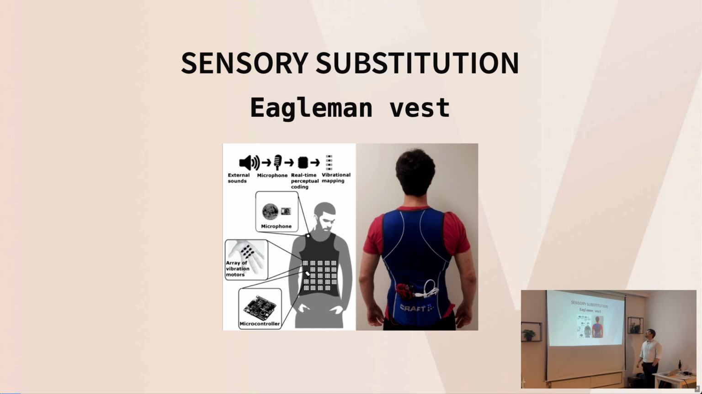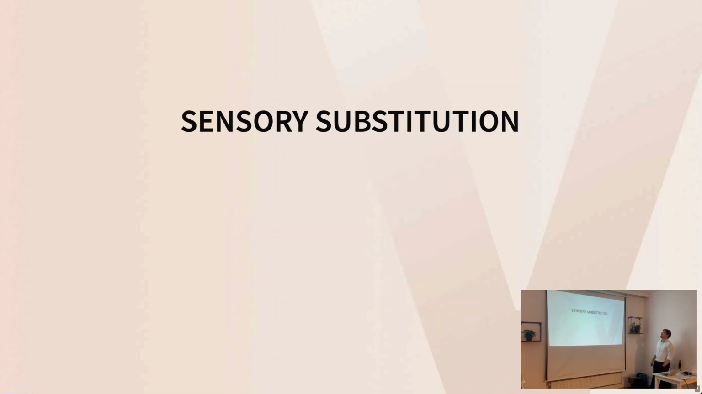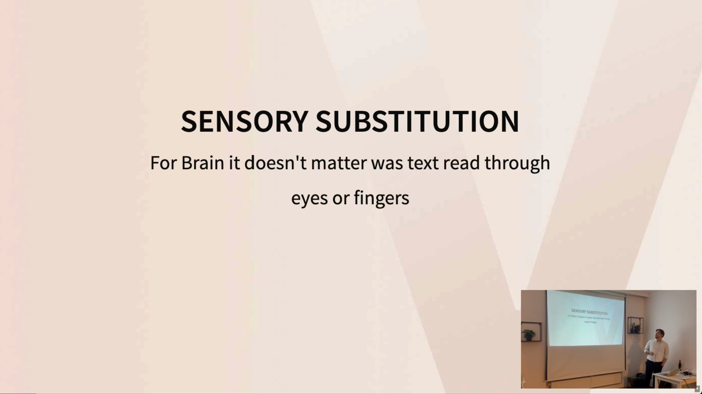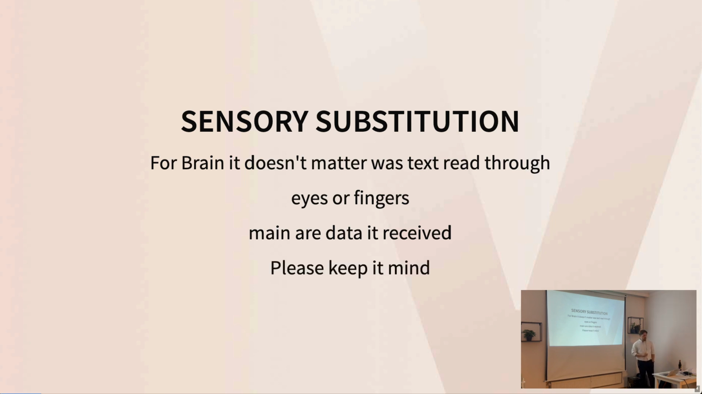But why is it interesting for us? So, sensory substitution. In this example with tactile and sight senses, where fingers or eyes could provide information for our brain, we can say that for the brain it doesn't matter whether text was read through eyes or through fingers. The only thing which is important is the data that our brain receives. And please keep it in mind. We will come back and we will need this analogy later.